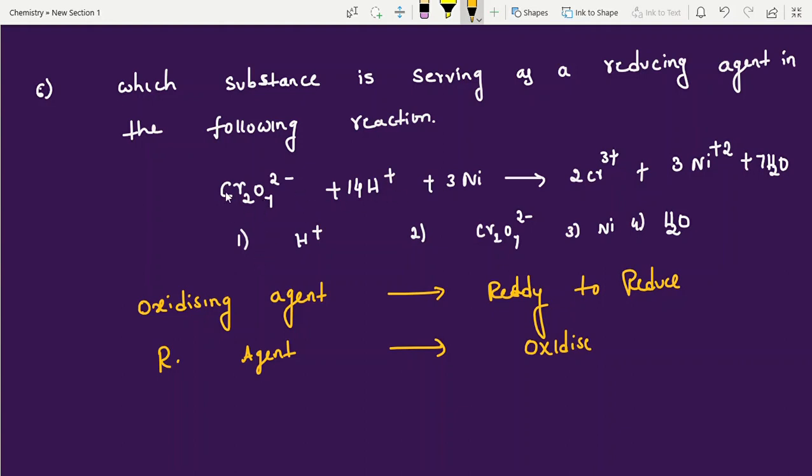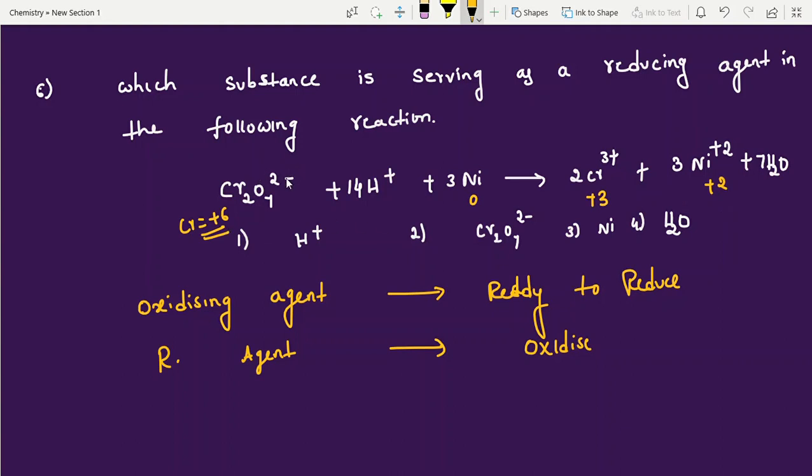So here, chromium oxidation state is plus 6, students. Many times I have discussed this in our videos also. Please go through that. And nickel has 0 oxidation state. This is acidic medium. Cr2O7 in acidic medium, here chromium is plus 3 oxidation state. Nickel is plus 2 oxidation state.